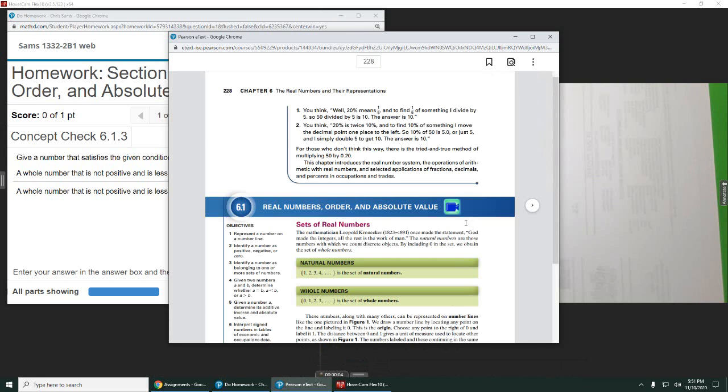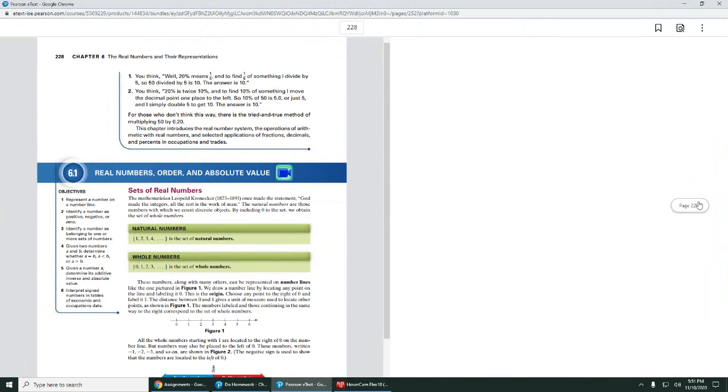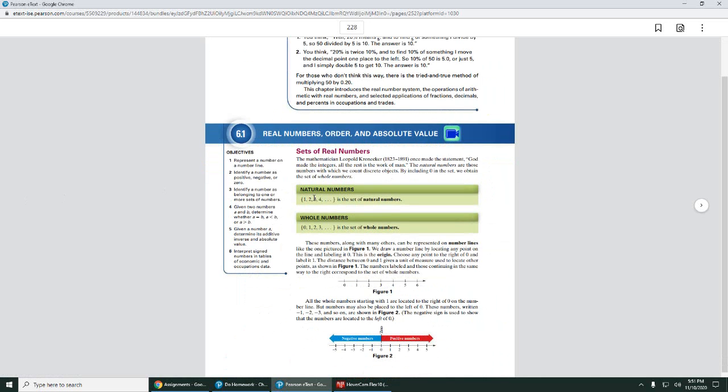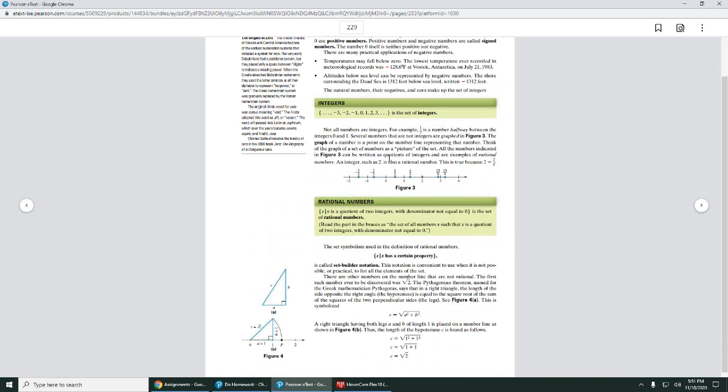All right, so this is section 6.1, real numbers, order, and absolute value. I kind of want to start out just showing you some of the definitions. Let me see if I can get this full screen. There we go. Some of the definitions. So they show you what natural numbers are, positive numbers greater than 0. Whole numbers include 0. Integers, positive and negative numbers, including 0.